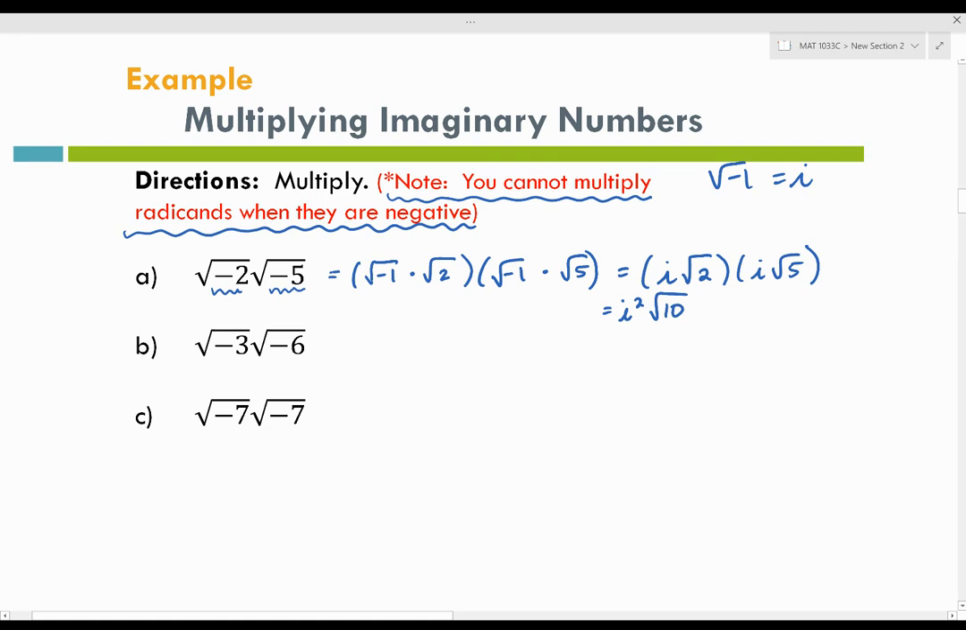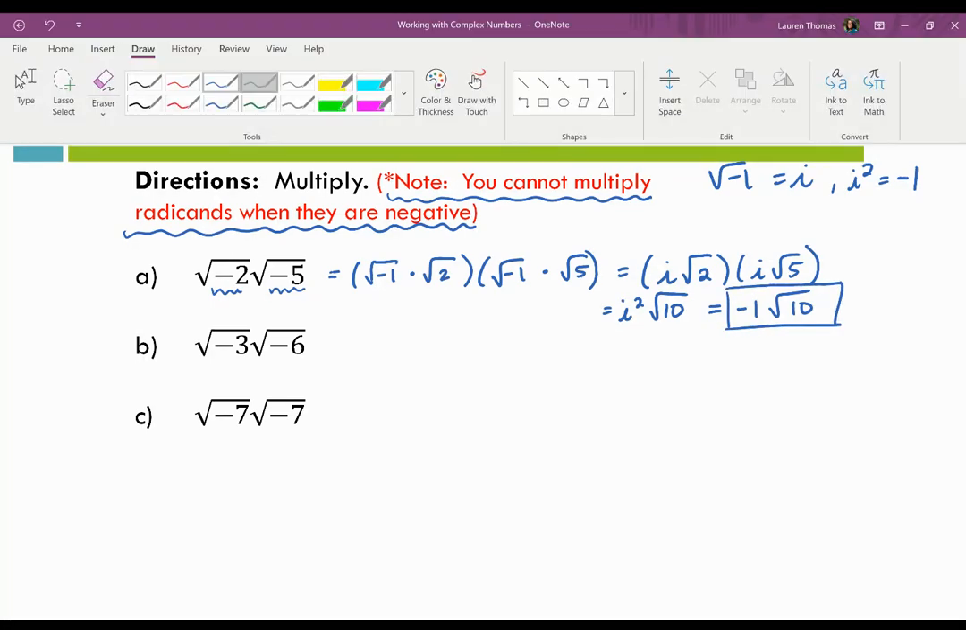And what we also know from our definition of imaginary numbers is that i squared is equal to negative 1. So that i squared on the outside of that radical sign is going to become negative 1, and then we're going to have square root of 10. The square root of 10 doesn't break down any farther, so we get to leave it the way that it is. Okay? Let's try the second one.